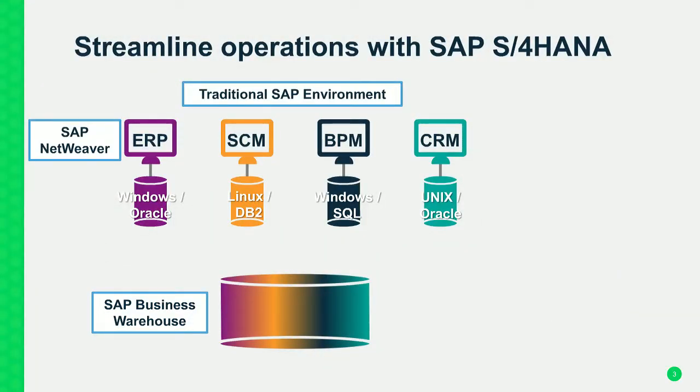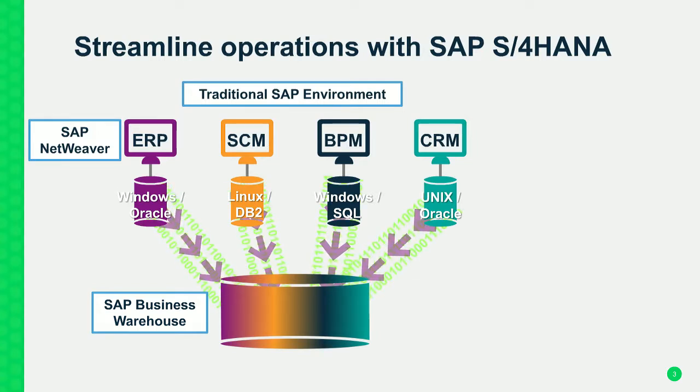So SAP's digital transformation strategy, of course, is built on SAP S4HANA. And I think the best way to understand how this can increase a company's agility is to compare it to the traditional SAP R3 environment that you see here. So you've got various NetWeaver applications. They're feeding data into the business warehouse for analytics and reporting.